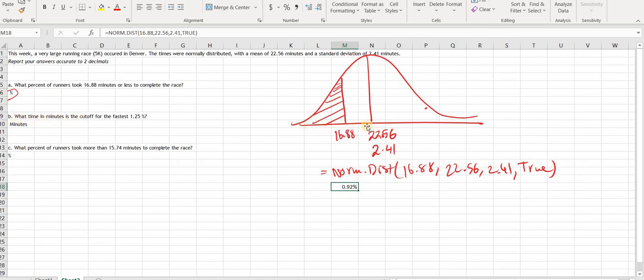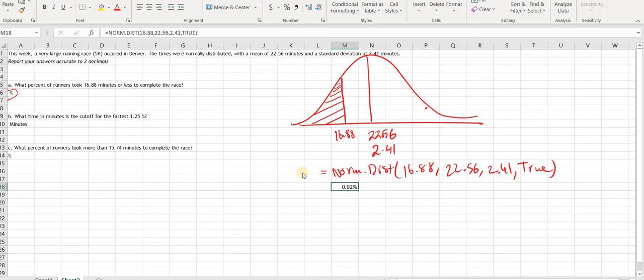The second part is asking what time in minutes. That means it's asking about the number at the bottom, the value on the axis. And it has to give us an area to work with, an area under the curve or a percentage or something like that. What time in minutes is the cutoff for the fastest 1.25%? So think about it. This is a race. The fastest 1.25% is going to be at the bottom of the curve, because the less time it takes the runners to finish the race, the faster they are. And the smaller times are going to be at the bottom of this curve right here.